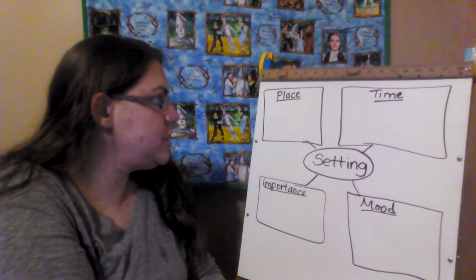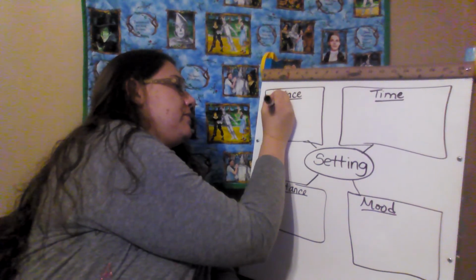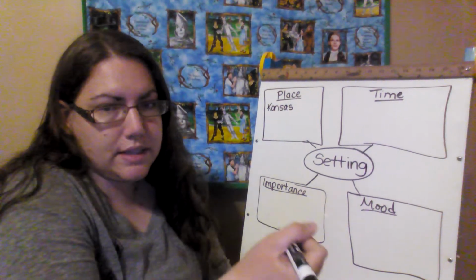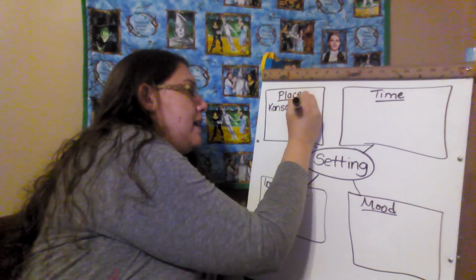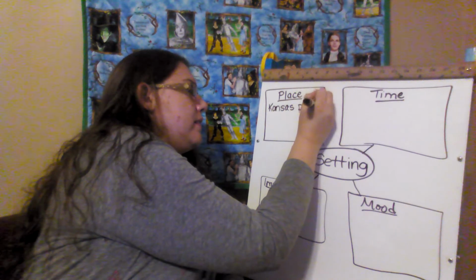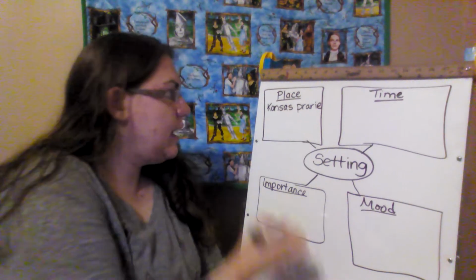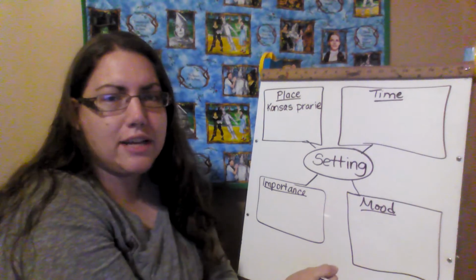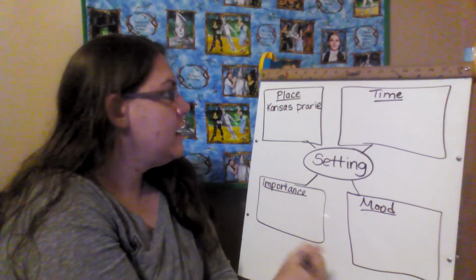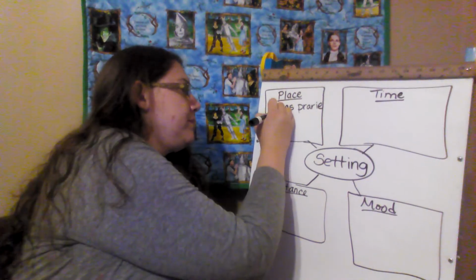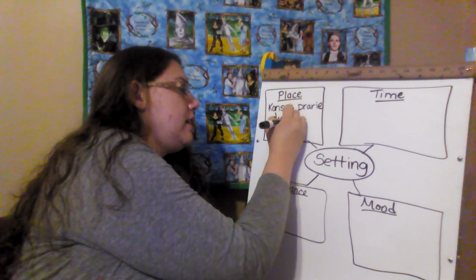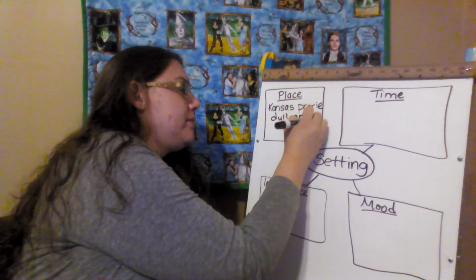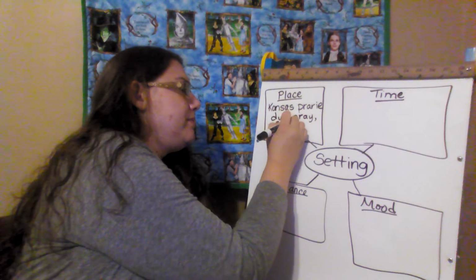So the place that she's at is a place called Kansas, right? We're going to add the word Kansas. And how can we describe Kansas? Kansas is a prairie. And they use a lot of adjectives to describe Kansas. They call it dull and gray and flat.